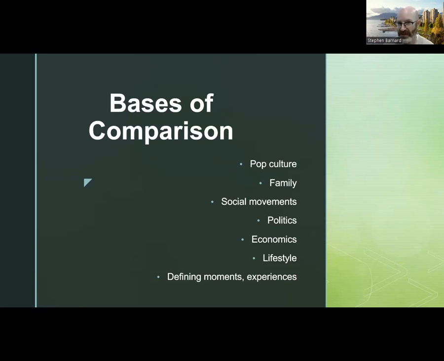How many brothers and sisters did people have when they were growing up? What about the average age of marriage? When did people get married? What sort of social movements or politics influenced that generation? What was the economic situation like? What was people's lifestyle like? What were the defining moments and experiences?